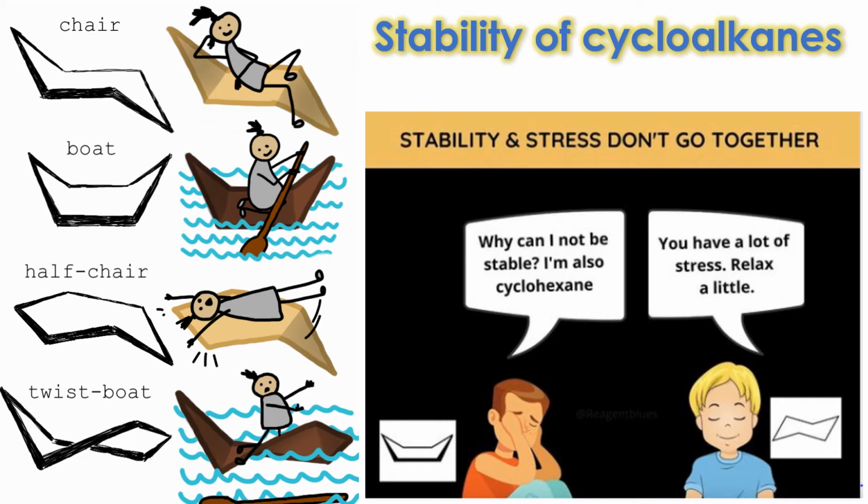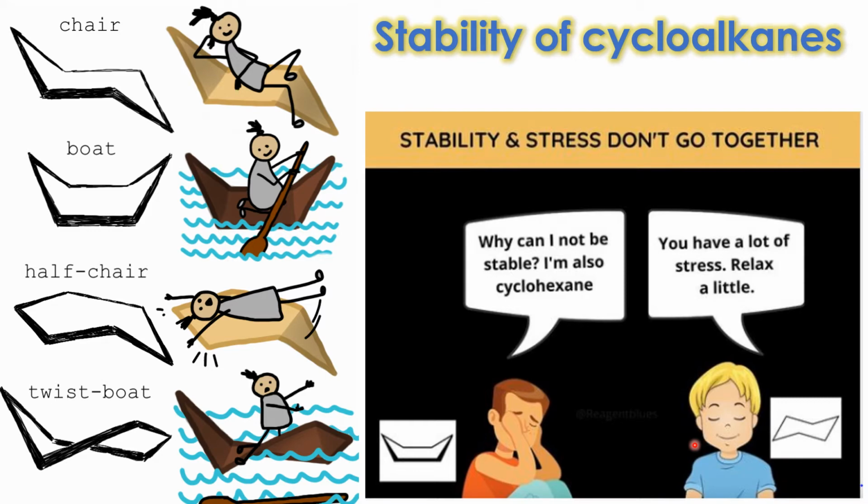Now let's talk about their stabilities. Because cycloalkanes can exist in different forms, it is very important to study the stability of each and every form. And if you relate it to human beings, you know stability and stress will not coexist. If a person is having a lot of stress, they won't be stable. But if they are able to get relaxed, then obviously they will become stable.